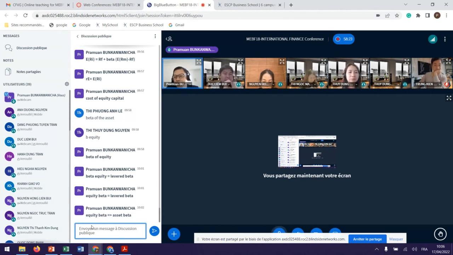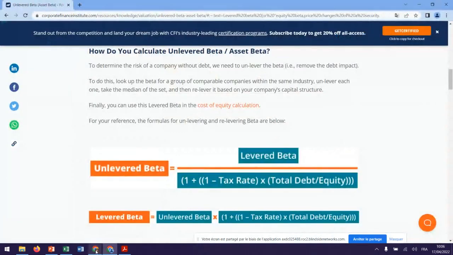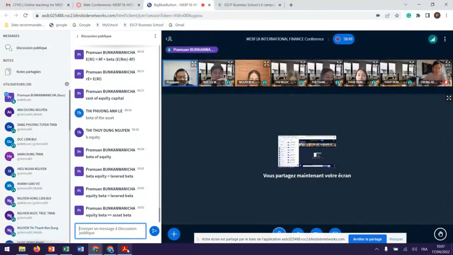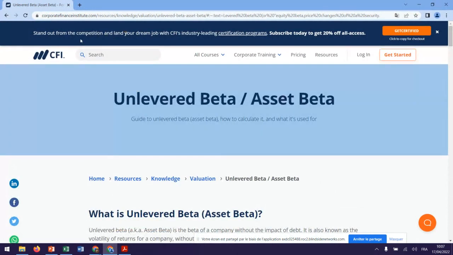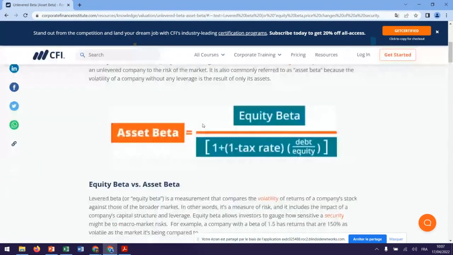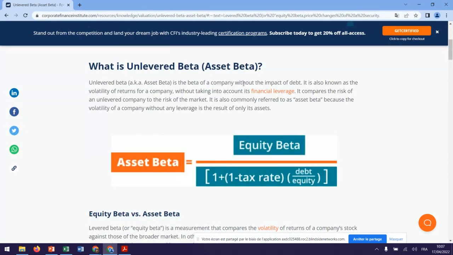If you didn't throw my document away long time ago, or if you still have your ebook of Berk and DeMarzo in the capital structure chapter, you should have this kind of formula. Or if you Google, I Googled it this morning. You see my screen? I just Googled it 5 minutes before the class, from the Corporate Finance Institute. So what is the unlevered beta? Unlevered beta or asset beta is the beta of a company without the impact of debt. It is known, blah, blah, blah.